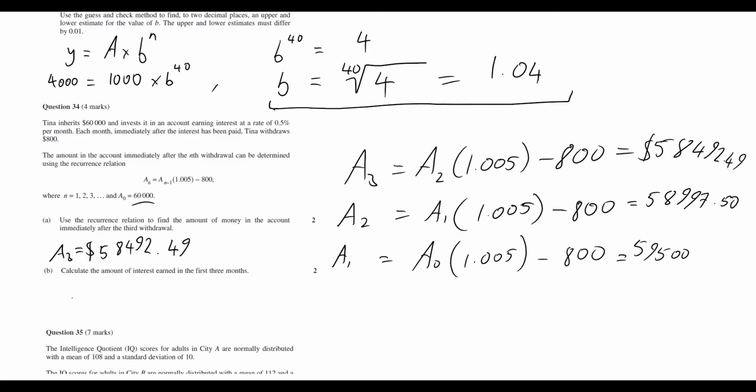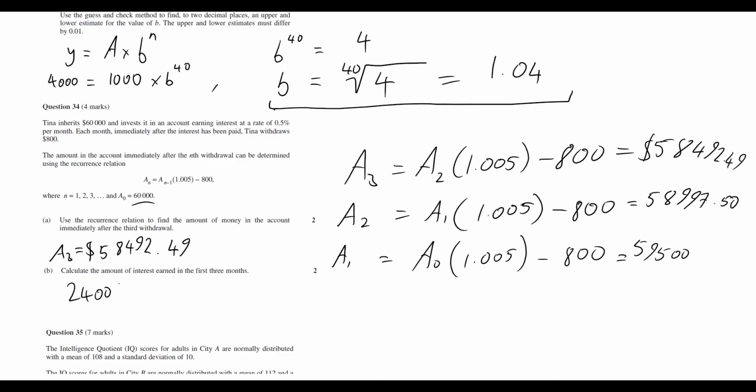For part B, it asks us to calculate the amount of interest earned in the first 3 months. Okay, let's have a think about this logically. We know that she's taken out $800 each month for 3 months. So how much money has she taken out? She's taken out 3 times 800, which is 2,400. But let's see, is the difference between the initial 60,000 and the final amount of 58,492.49 equal to a difference of 2,400?